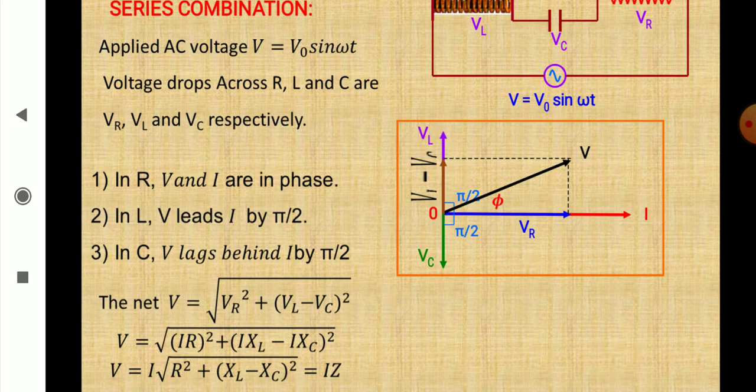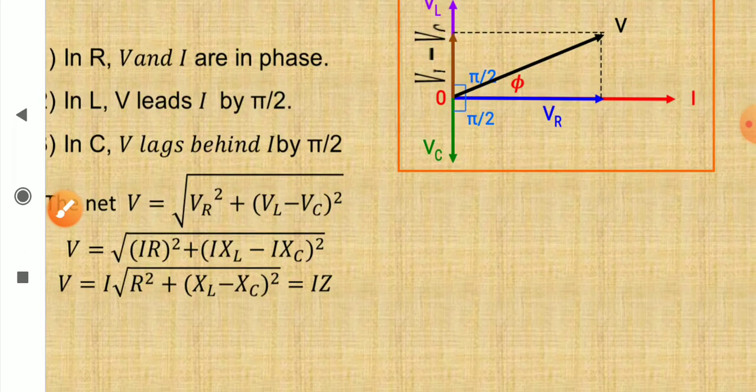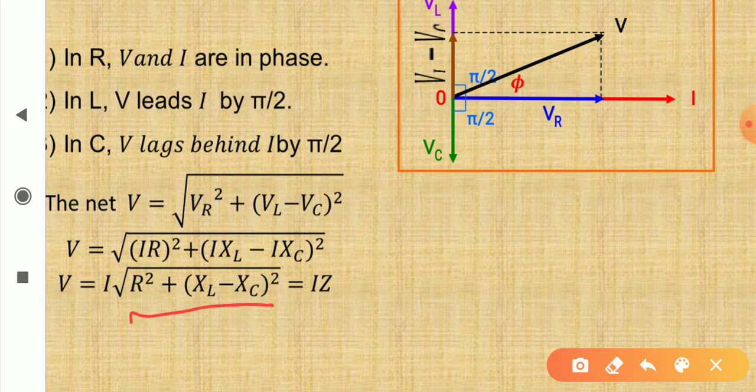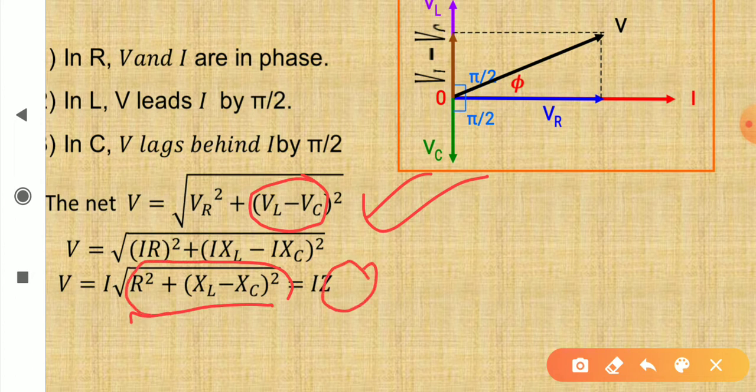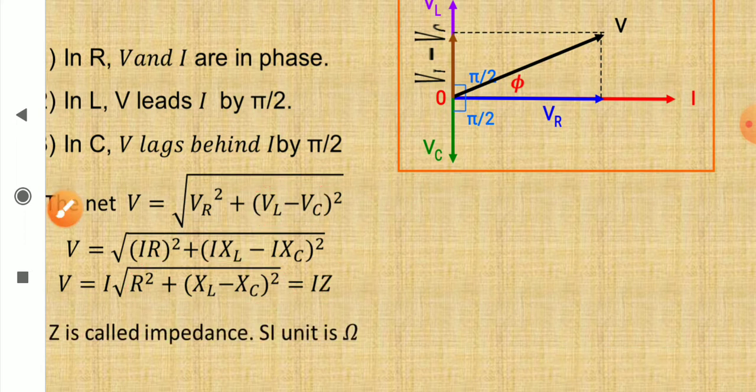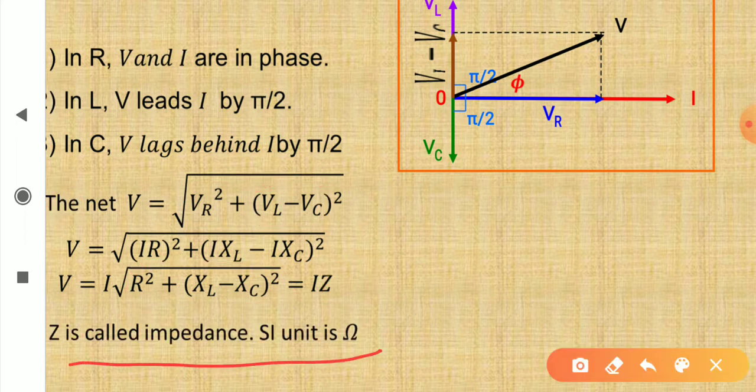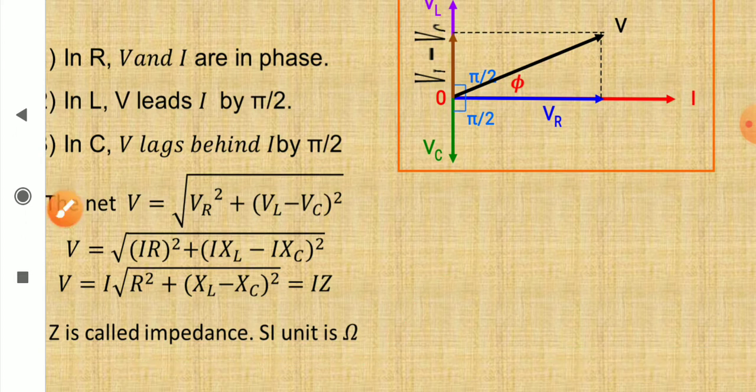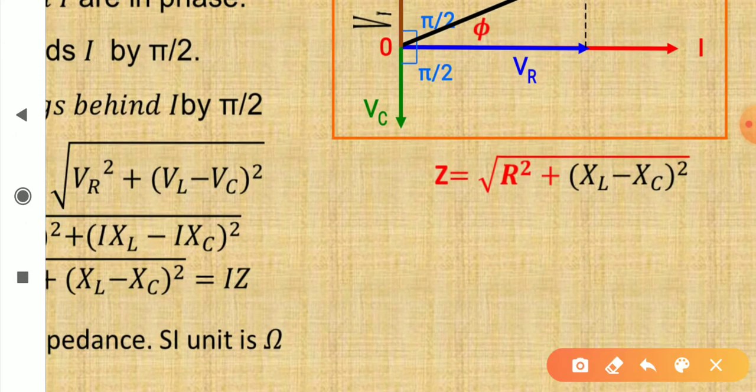Now inside the under root, you will be left with R square plus (XL minus XC) square. Now if VL is lesser than VC, then you will get VC minus VL, but you will get the same relation as you are squaring. Now the quantity inside the under root is behaving like resistance, and this is called impedance. So this Z is called impedance. Its SI unit is ohm, and its relation is this one.